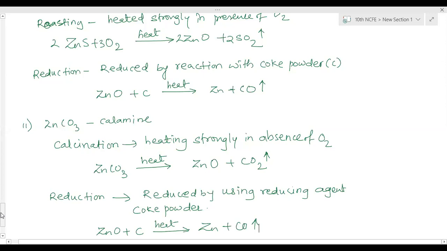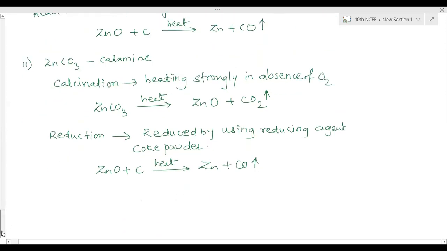The next is iron ore. Iron ore, hematite. It is in the form of Fe2O3. It is exactly oxygen only, an oxide ore. So iron ore, Fe, is found in the form of oxide, Fe2O3. It is called hematite.